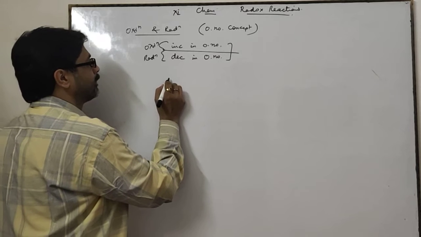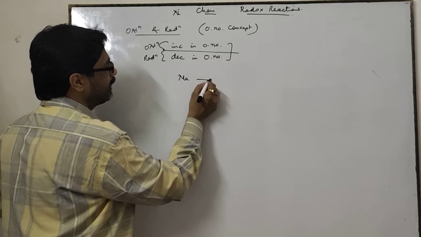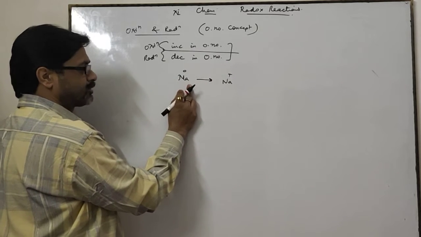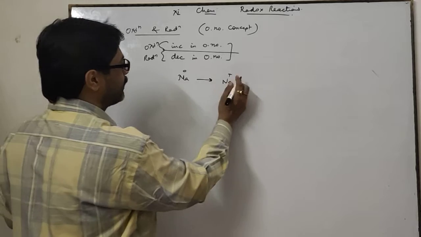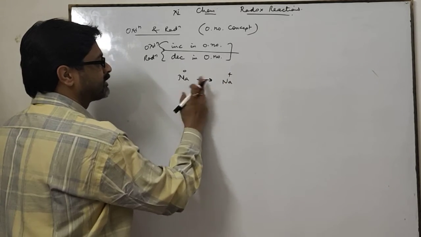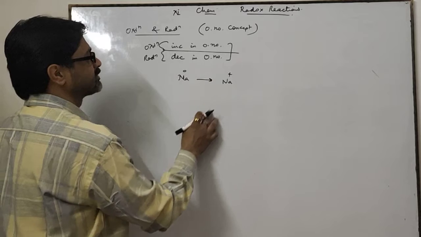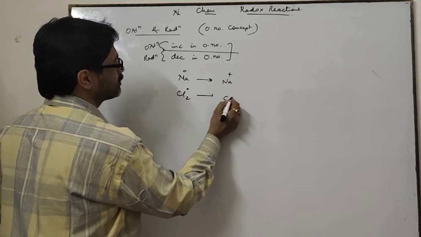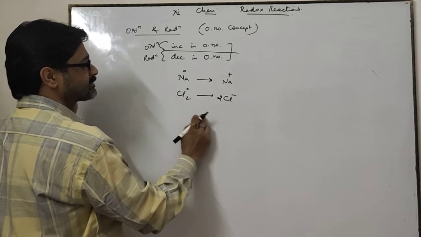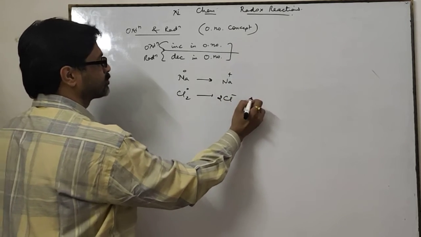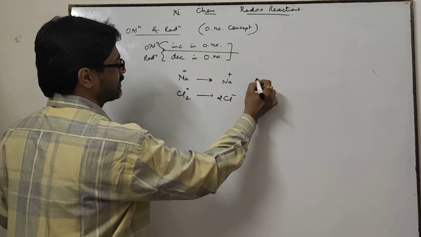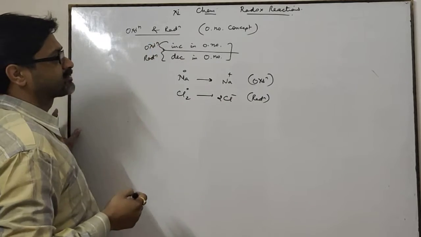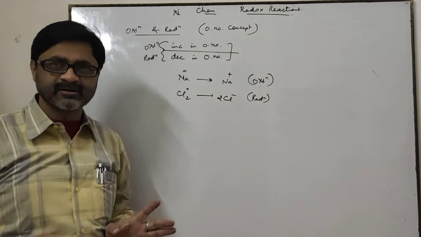See here, if Na changes to Na+, there is increase in oxidation number. The oxidation number of Na here is 0, but here it becomes plus 1. Means there is increase in oxidation number. This is called oxidation. If Cl2 changes to Cl-, minus 1, this is the decrease in oxidation number and this is called reduction. This one is reduction and this one is oxidation. This is the oxidation number concept for oxidation and reduction. Okay.